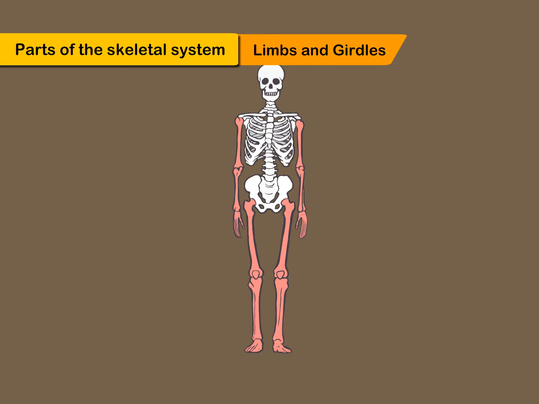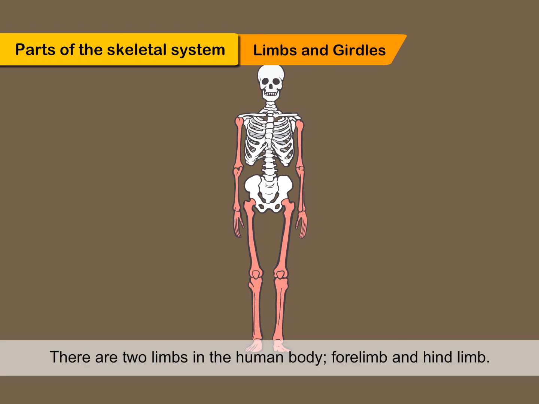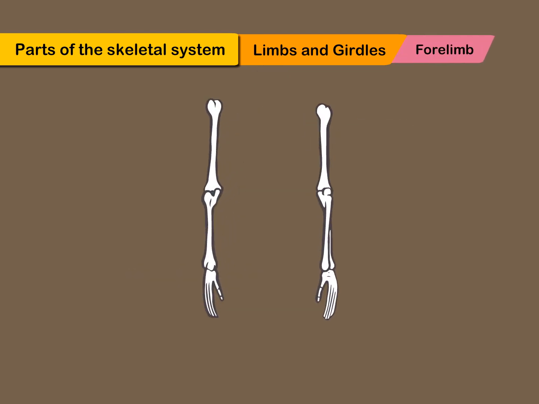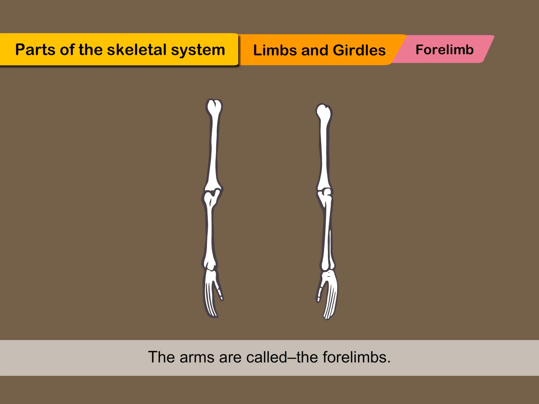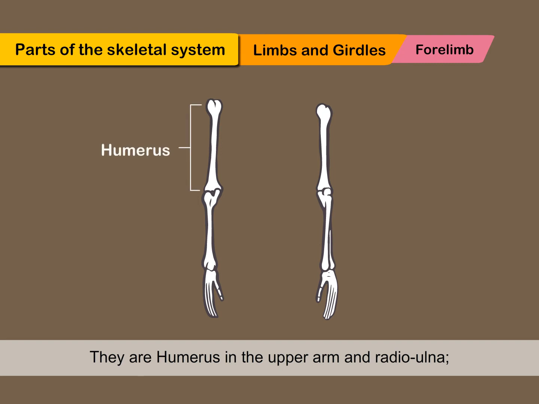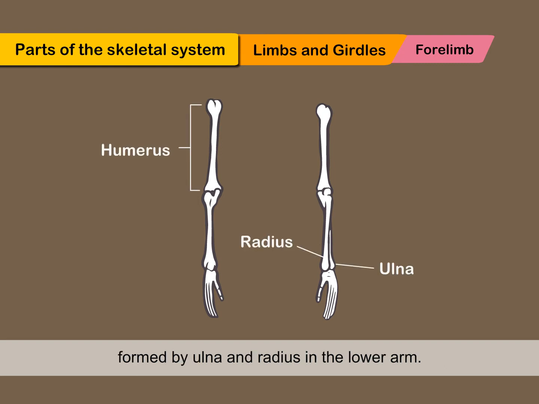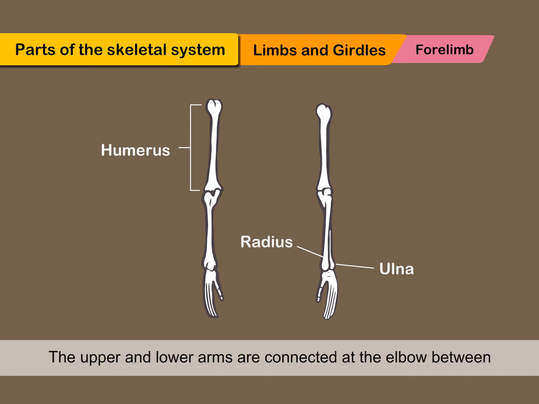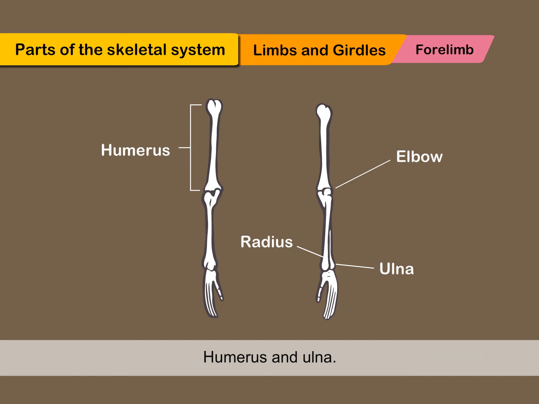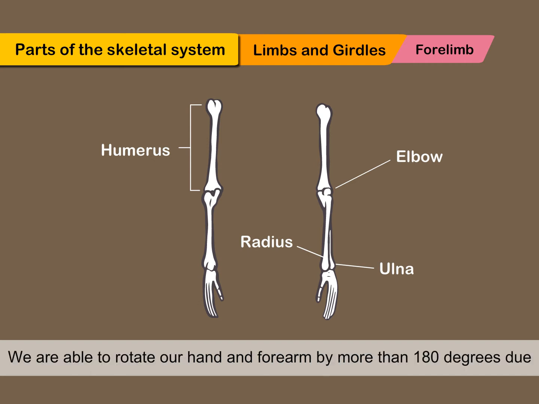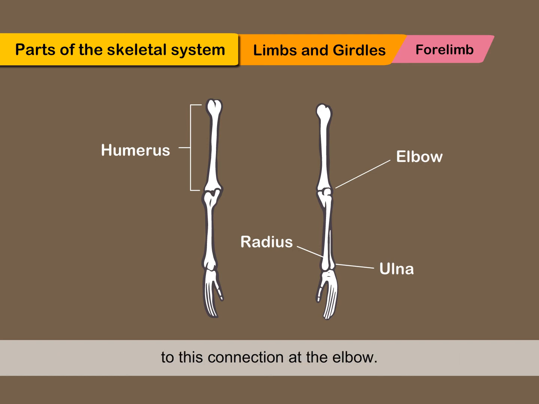Limbs and girdles. There are 2 limbs in the human body, forelimb and hind limb. Forelimb. The arms are called the forelimbs. The 3 long bones make the forelimb. They are humerus in the upper arm and radioulna, formed by ulna and radius in the lower arm. The upper and lower arms are connected at the elbow between humerus and ulna. We are able to rotate our hand and forearm by more than 180 degrees due to this connection at the elbow.